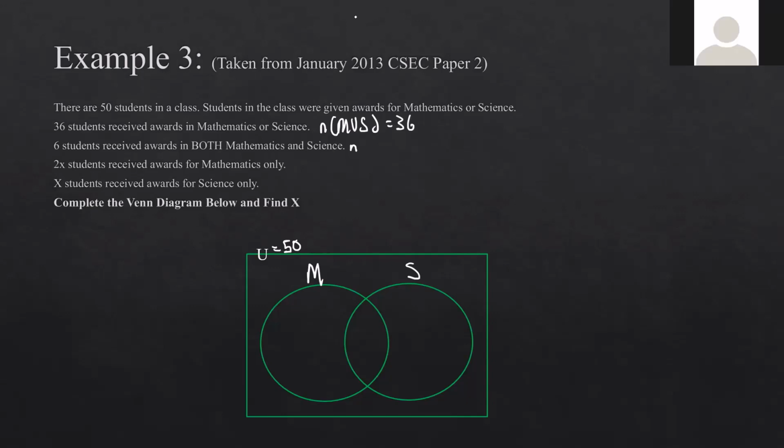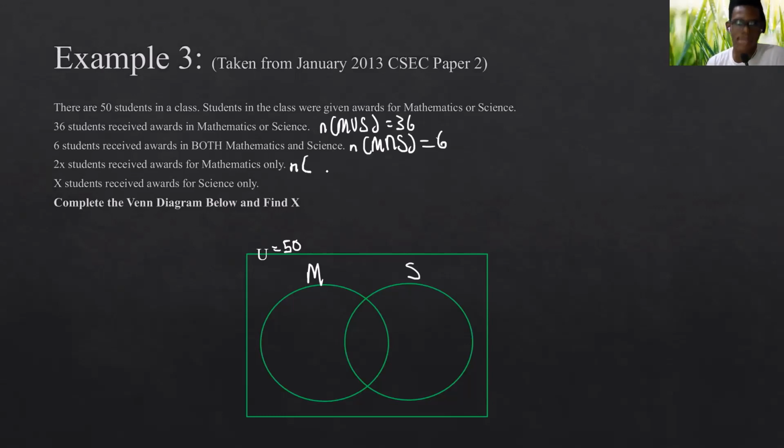Number of elements in M intersect S. That's correct. So M intersect S is 6. And 2X students received awards for maths only. Somebody give me a notation for maths only. M intersect S complement. Yes, M intersect S complement.